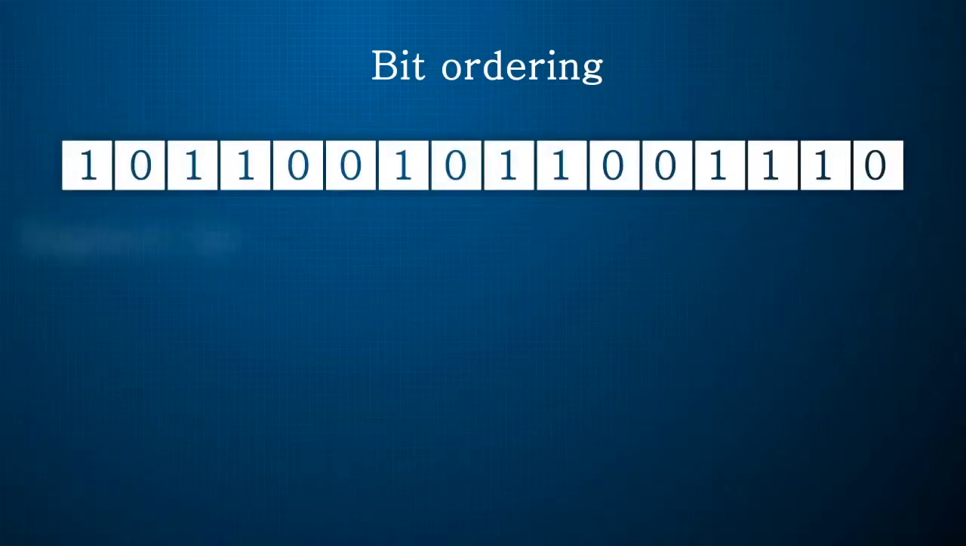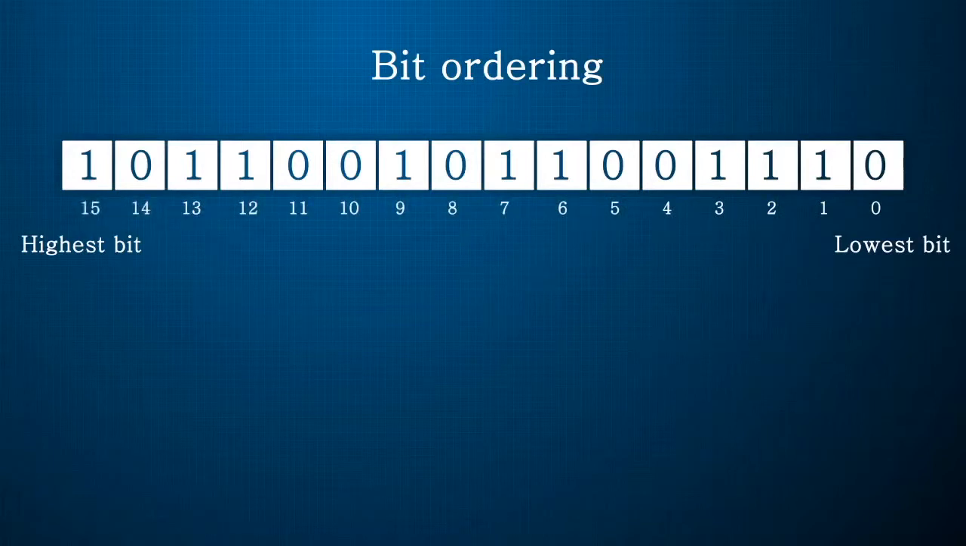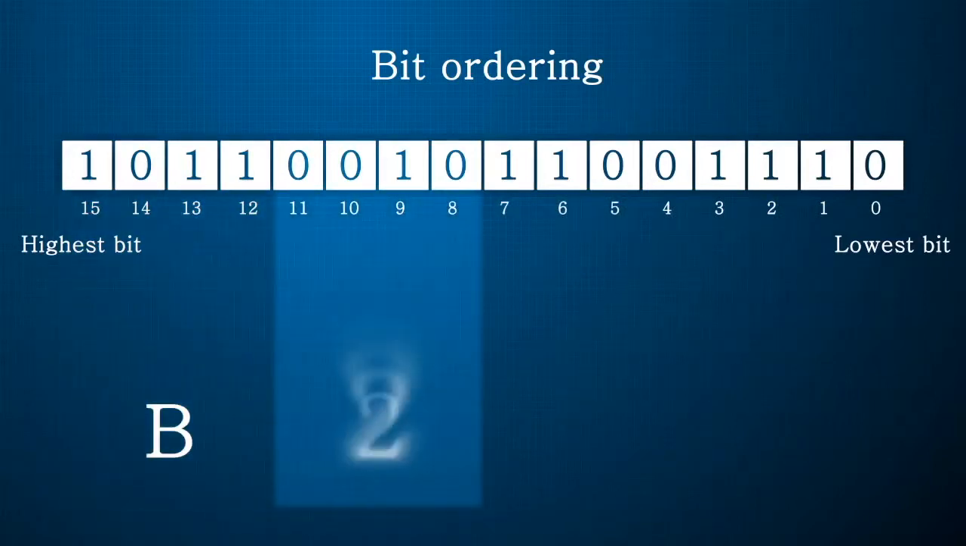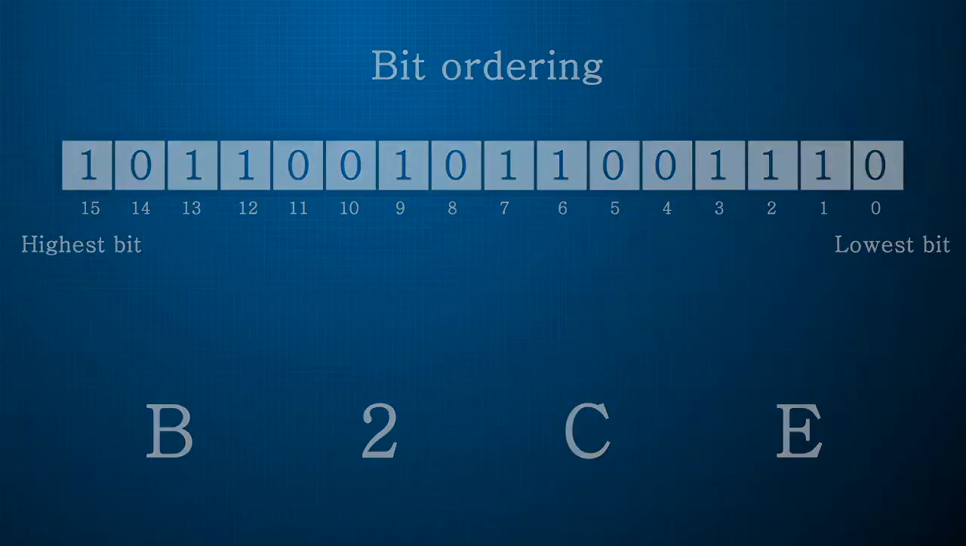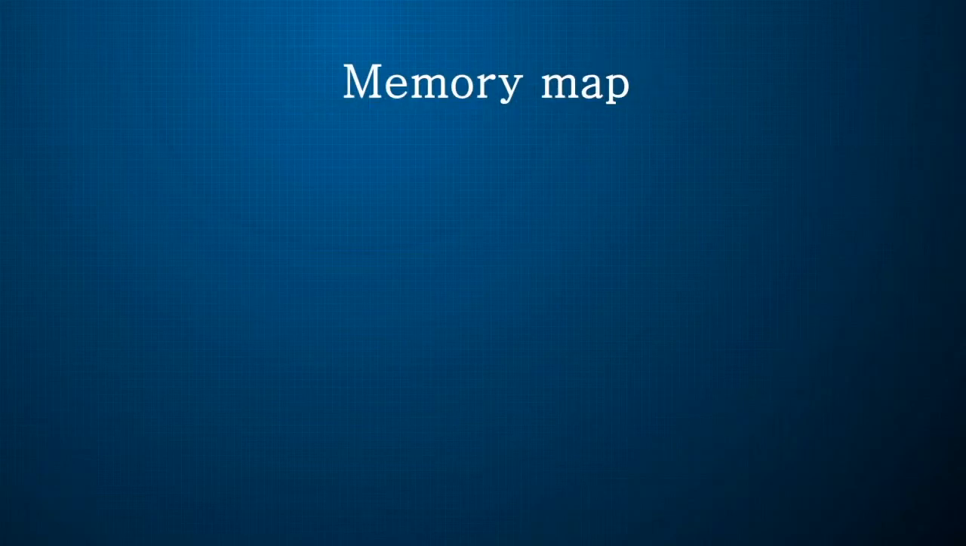Another important thing to know is how to look at binary numbers. In a binary number, the leftmost bit is the highest bit, and the rightmost bit is the lowest bit. Bits are counted from lowest to highest, starting from 0. To get a binary number in hexadecimal, you convert each nibble into a hex digit, just like you see on the screen. As an operating system developer, you need to know how memory is mapped on a standard computer.